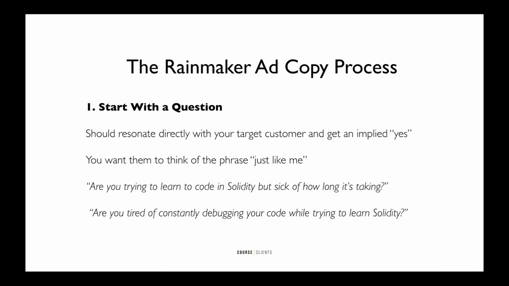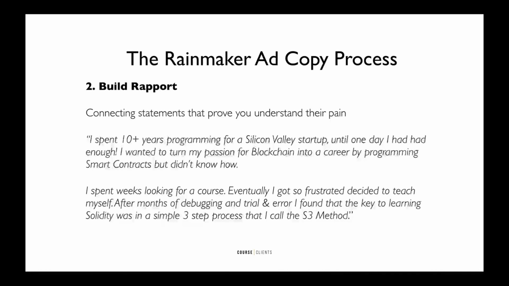If you've done your job well by starting with a question, you've hooked them. You now have earned the right to demonstrate your expertise and show how you solve this pain. And that's where we go to the second stage of the copy process, which is, at this point, you need to build rapport so that your audience can either identify with you or see your expertise. Are you actually an expert in this field? That's what they're looking for next. You want to basically connect statements to prove that you understand their pain or that you can solve their pain.